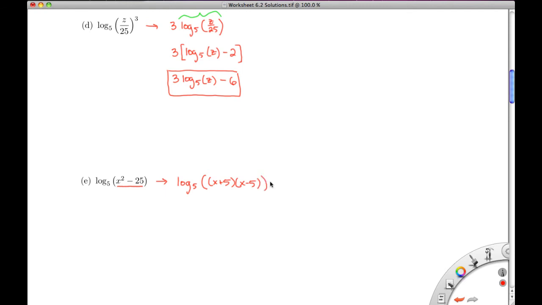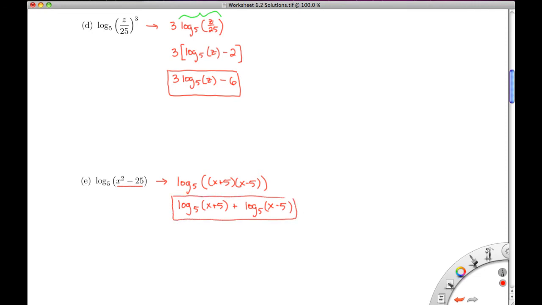Now we can apply a property of logs because we've got the log of a product of two terms. So using that property, we could rewrite this as the log base 5 of our first factor, x plus 5, plus the log base 5 of our second factor, x minus 5. And then that would be as far as we could take this.